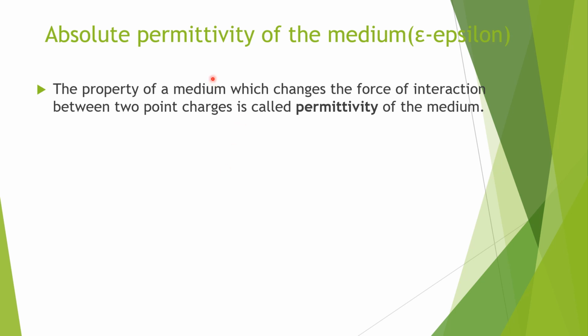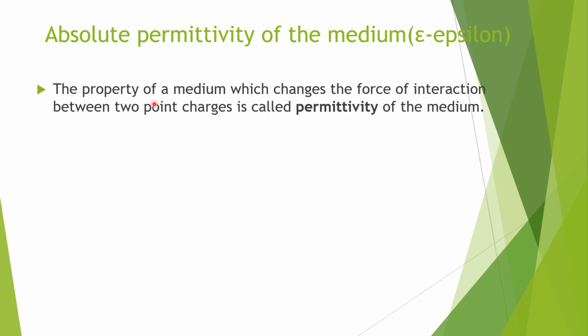So in order to understand epsilon, we have to introduce a term: absolute permittivity of the medium. Epsilon is called absolute permittivity. It is actually the property of the medium. Based on what medium we are keeping the point charges in, the force of interaction also changes. If you keep the point charges in vacuum, there will be a force of interaction. If you introduce a medium between them, then the force of interaction changes.